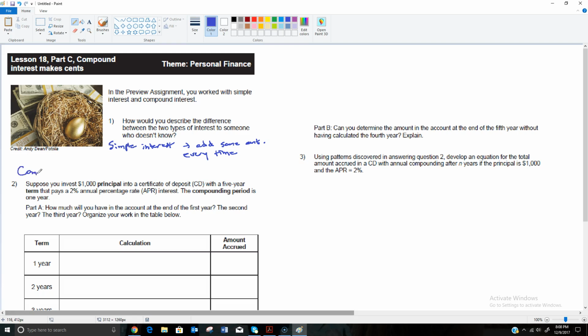Compound interest, if you have compound interest, they don't work like that. They take it and it's kind of like with the 15% discount and then another 15% discount.